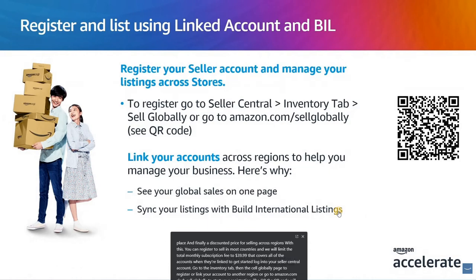The Build International Listings tool, or BIL tool, I mentioned, helps you create and update offers from a single source store to one or more target stores. You save time and effort by managing offers in just one store. From that source store, the tool will update eligible offers and prices in the target stores based on the settings that you specify and currency exchange rates. In order to use BIL, be sure to link your accounts.